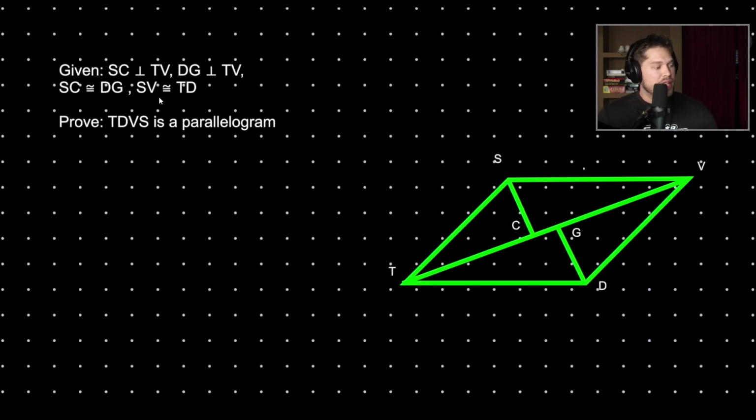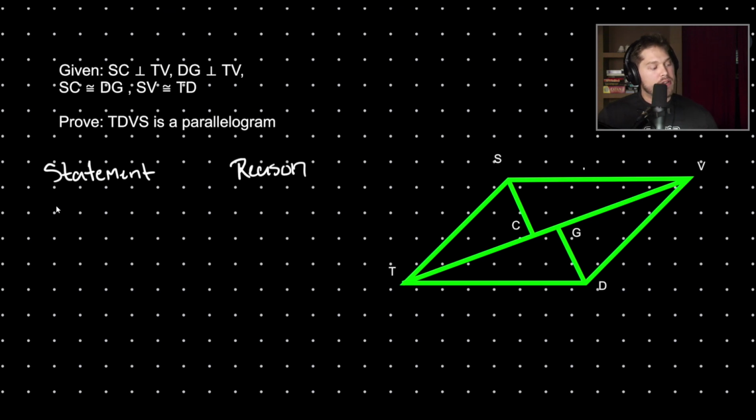Number 1, given SC is perpendicular to TV and DG is perpendicular to TV, SC is congruent to DG and SV is congruent to TD, prove that this is a parallelogram. Man, I sure get tongue-tied saying all that. But to start any proof, of course, we have our statement and reason columns. And the first step is to restate your given.